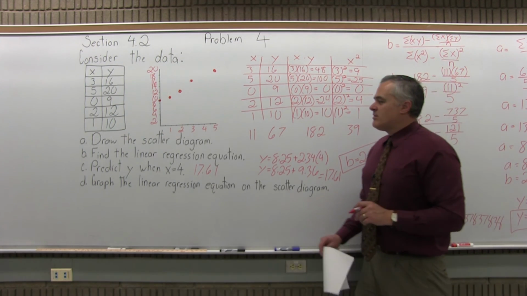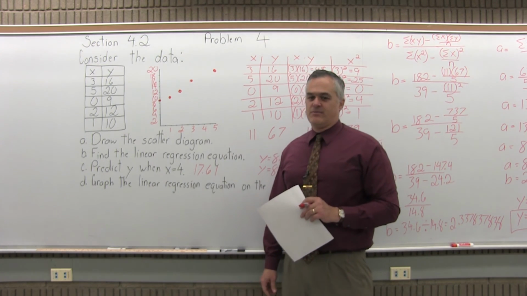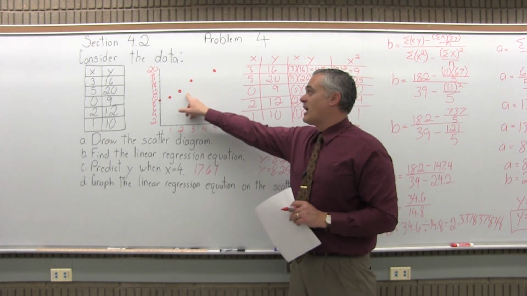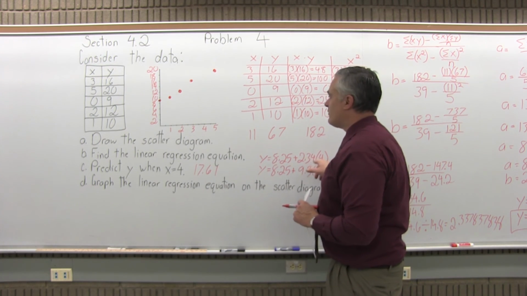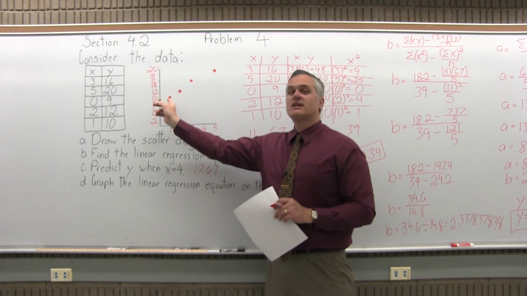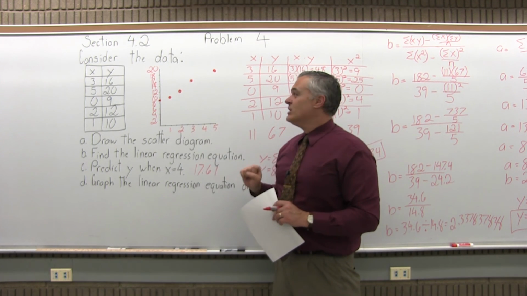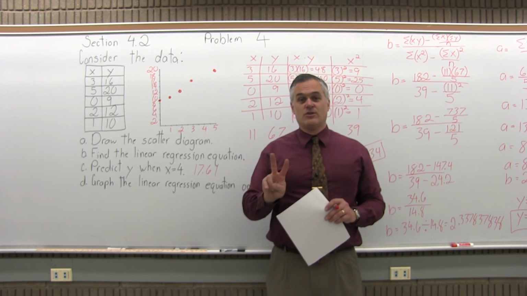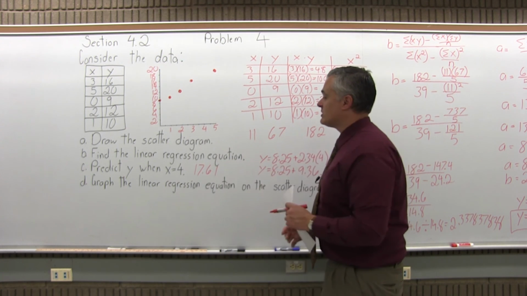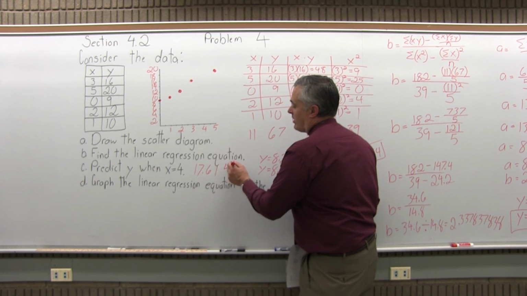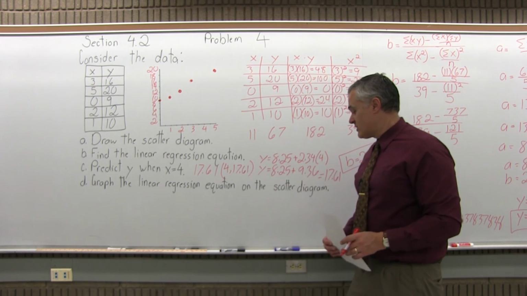So the last part of the problem says graph the linear regression equation on the scatter diagram. So here's a scatter diagram. I want to graph y equals 8.25 plus 2.34x on this. And that's going to give me the line that fits the best for the data points that I have. So that's a straight line. To draw a straight line, I need 2 points. One of them will be my prediction point. It said predict y when x is 4, and I said when x is 4, y will be 17.61. So there's 1 point on the line for sure.